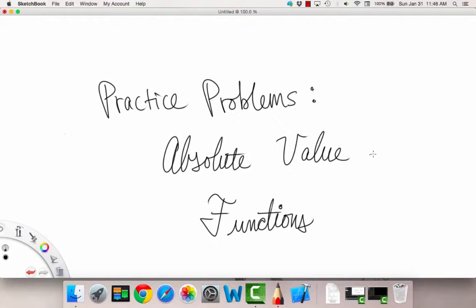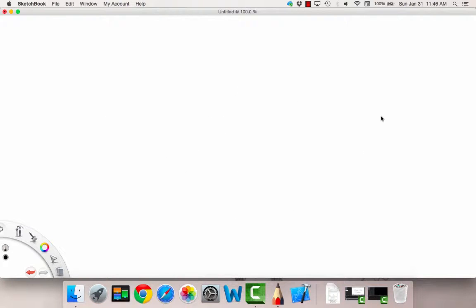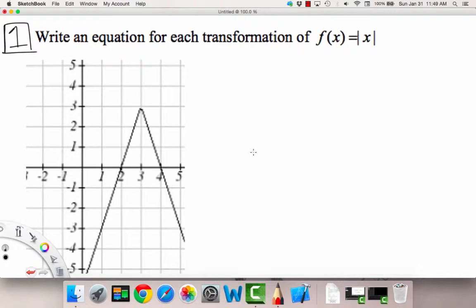Welcome to the practice problems video for the section on absolute value functions. Okay, here's question number 1. We're told to write an equation for this transformation of f of x equals absolute value of x. Let me just draw the normal absolute value of x, as a reminder.